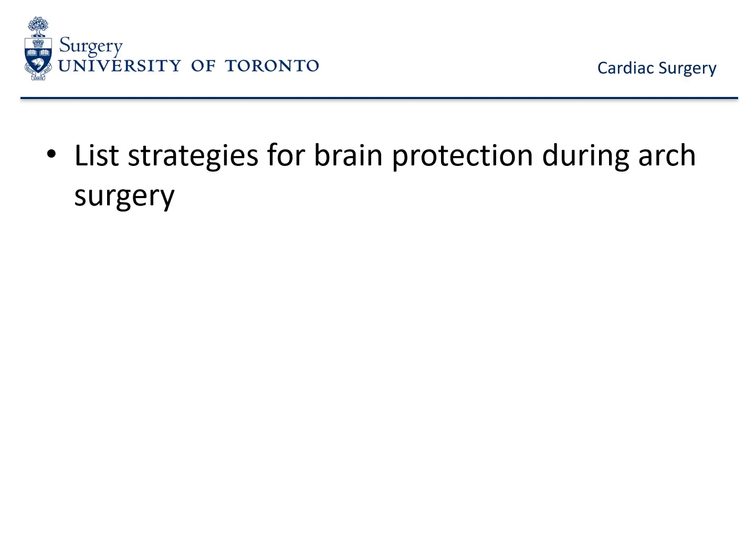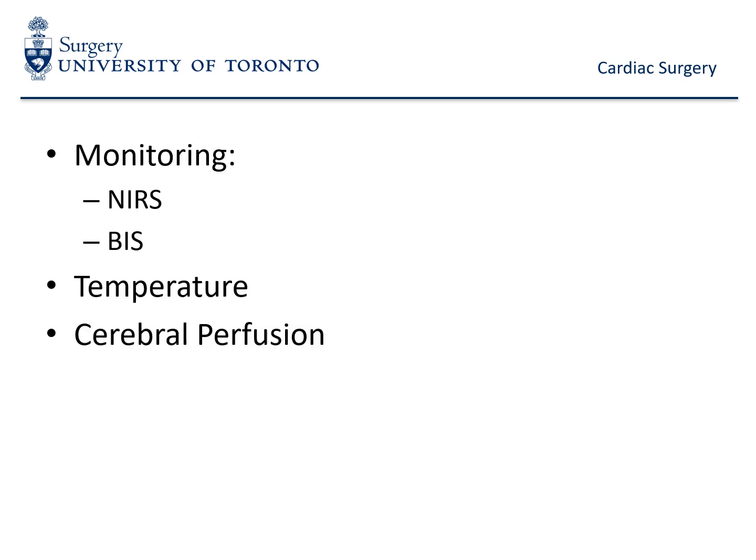Follow-up question: list strategies for brain protection during arch surgery. So there are intraoperative cerebral monitoring strategies that we can employ, and they include NIRS and BIS monitoring. Temperature management is, of course, very important. And how are you going to cannulate and how are you going to manage cerebral perfusion during arch repair is critical.